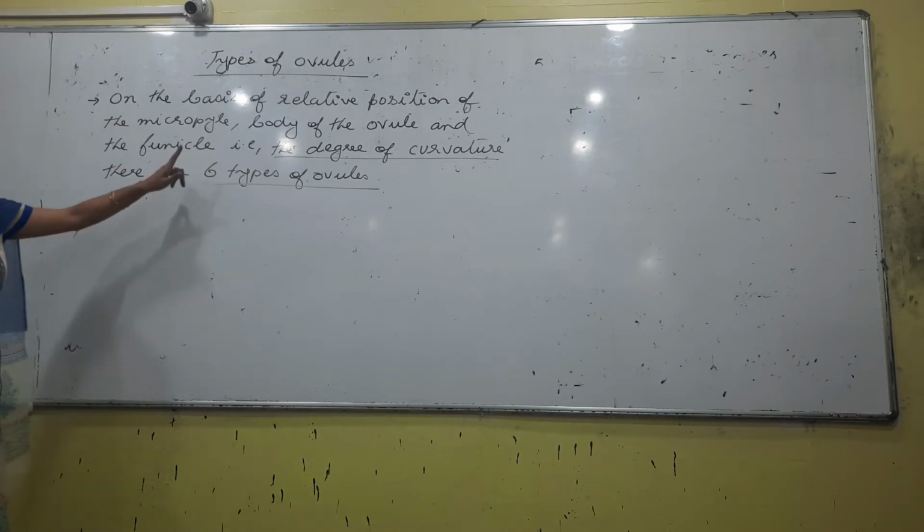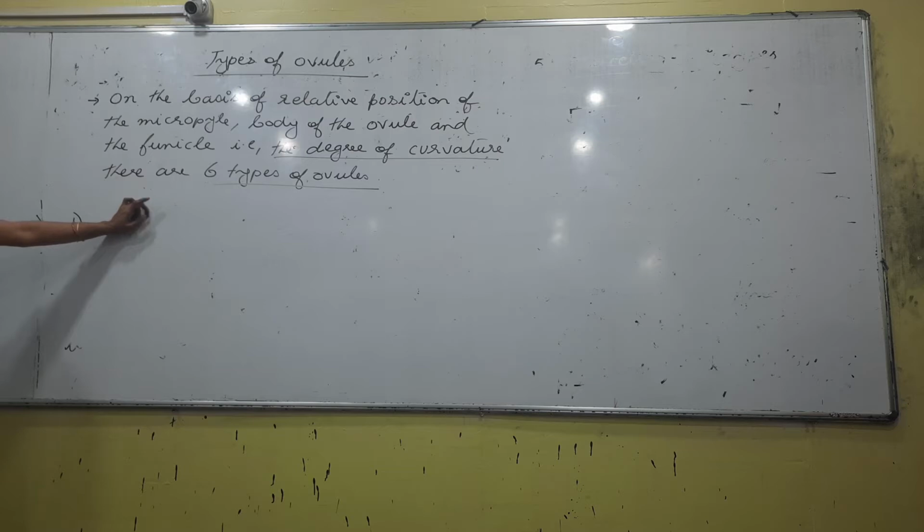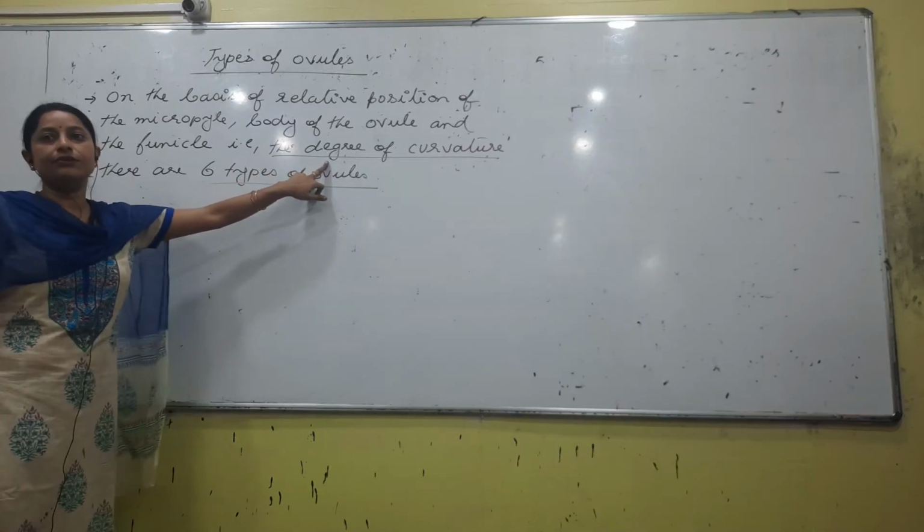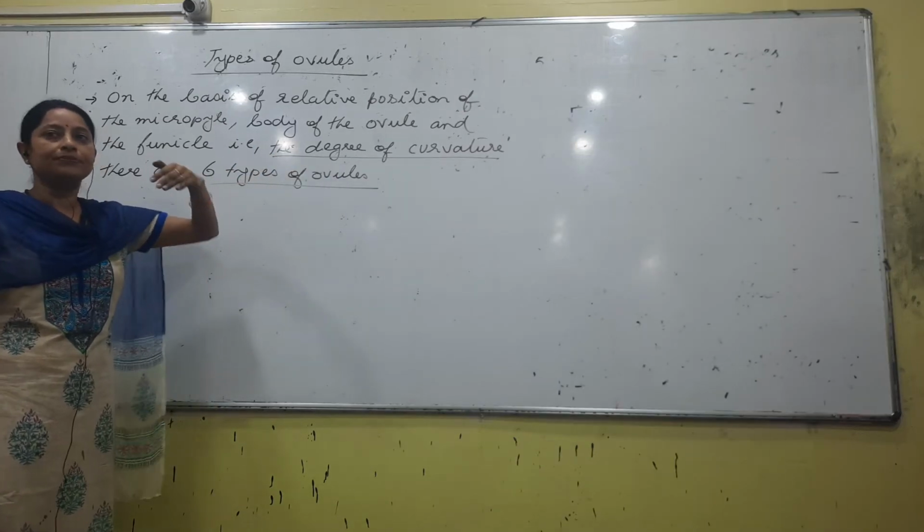Okay, so we are going to talk about something called the types of ovules. Types of ovules on the basis of what? On the basis of the degree of curvature. Degree of curvature means rotation, right? Movement.